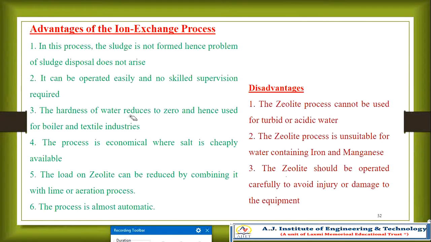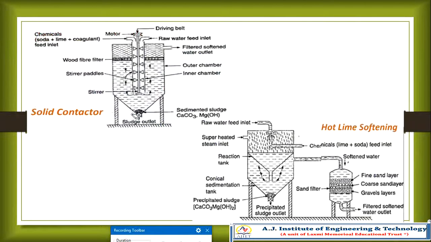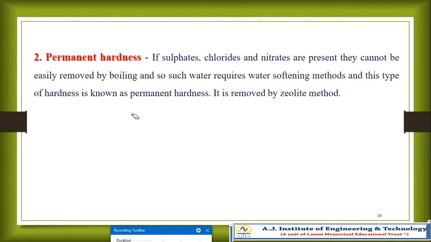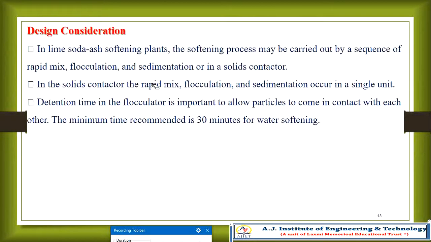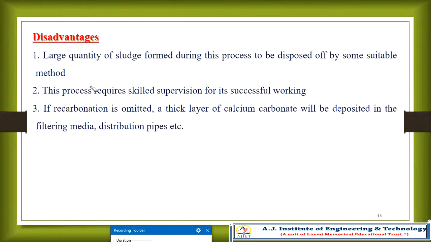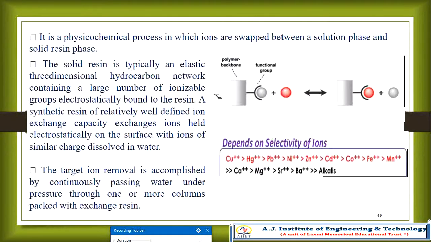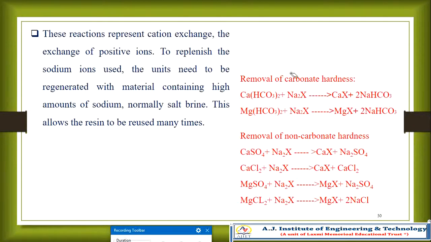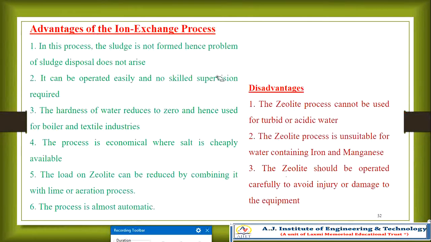So in this video I explained two types of hardness removal: temporary hardness removal and permanent hardness removal, and removal of permanent hardness by lime soda processes and its design considerations, the advantages and disadvantages of lime soda and zeolite processes, and the chemistry behind the ion exchange method. Explain this process, including the reactions, advantages and disadvantages, whenever the question is asked.